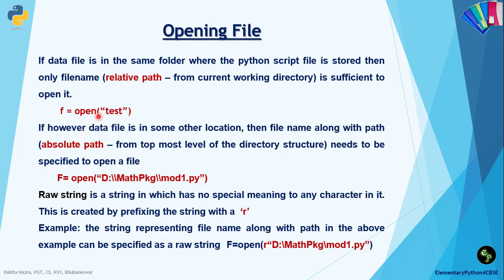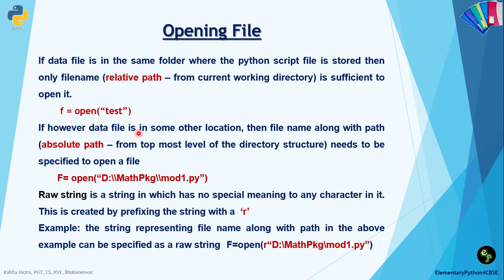We have to specify the file name while opening a file. Now this file name can be specified with a relative path or with an absolute path. If we are storing the data file in the same folder where the Python script file for accessing the file is stored, then only the file name is sufficient to open it, as in the case, for example, where we have written f equal to open test.